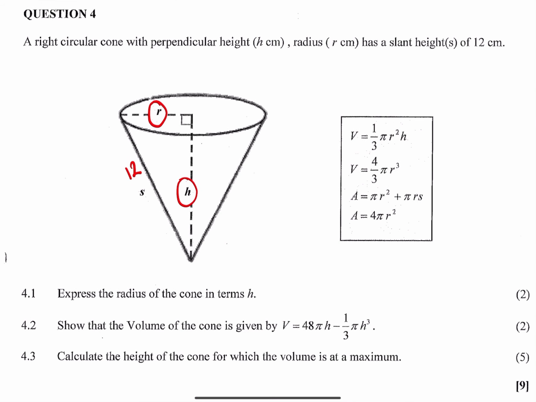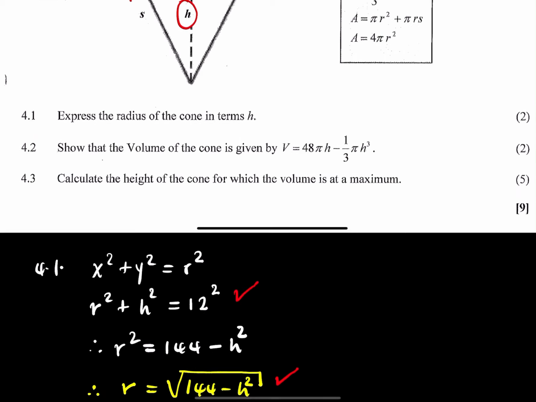Show that the volume of the cone is given by 48 pi h minus 1/3 pi h cubed. So, well, what is the volume of the cone? Everything is given to us. That is 1/3 multiplied by the area of the base multiplied by the height there. So I'm going to go to the next question. It's also 2 marks, so you don't have to really sweat them.